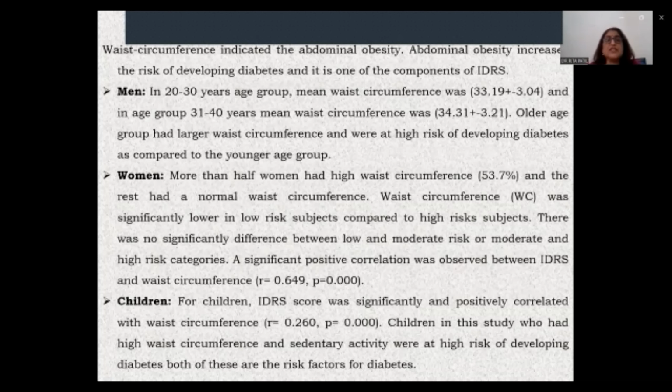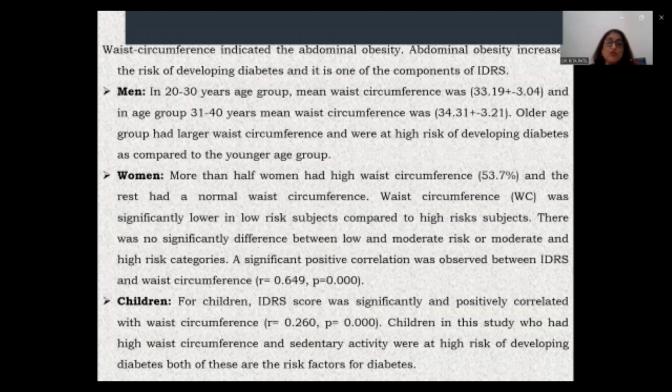Looking at waist circumference, we know that waist circumference indicates abdominal obesity and increases the risk of developing diabetes. It is also one of the components of our IDRS. In the 20 to 30 year age group, the mean waist circumference was 33, and in the older age group, it was 34. The older age group had larger waist circumference and were at a higher risk of developing diabetes compared to the younger in the men.